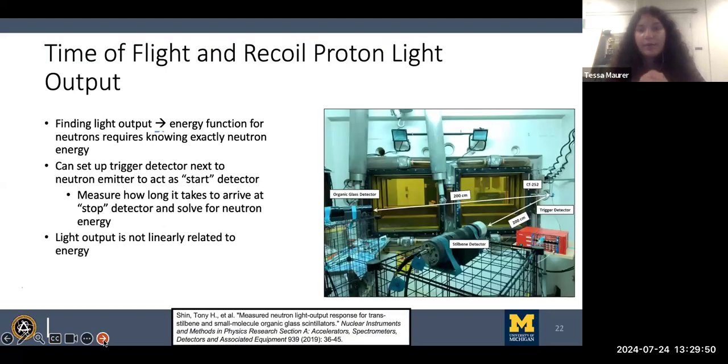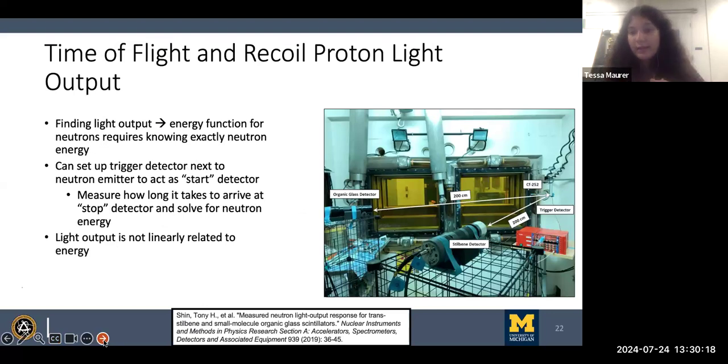Okay, so this gets into some of the experiments that we would actually do to characterize organic scintillators. First, I'm going to talk a little bit about time of flight. I alluded to that with how important it is to get a good understanding of the actual energy being deposited by protons and relating that to the light you're seeing produced by a scintillator.